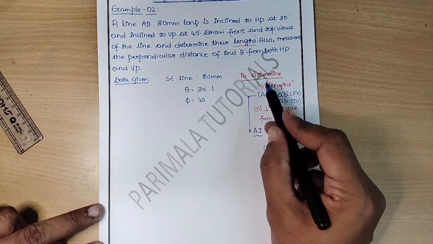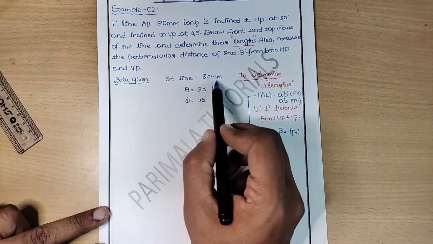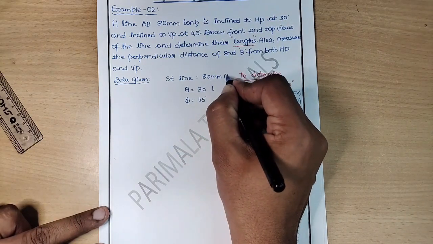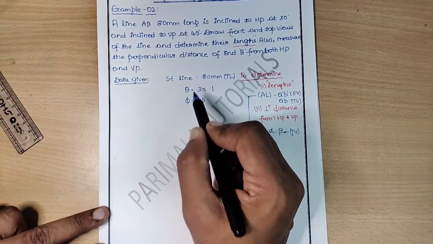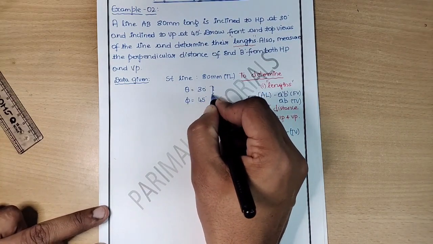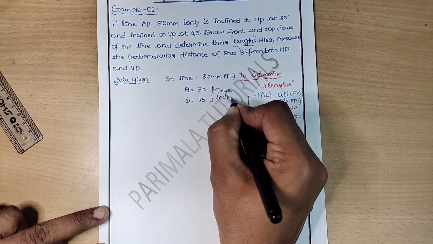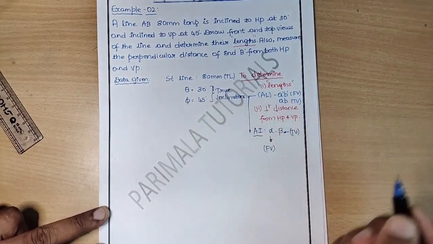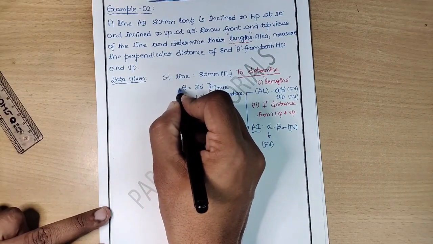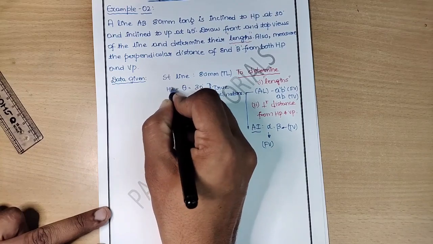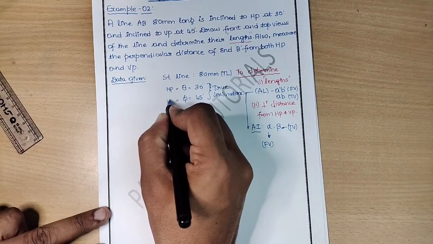If we wanted to find out the apparent length, it's very clear that the given initial distance should be the true length. If this is the true length, the given two inclinations should be the true inclinations. So these are the first things we are supposed to break down. Theta is given as 30 degrees, this is the angle with respect to HP, and phi is equal to 45 degrees, this is with respect to VP.